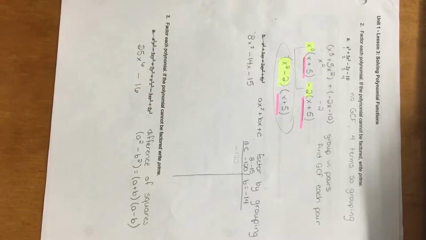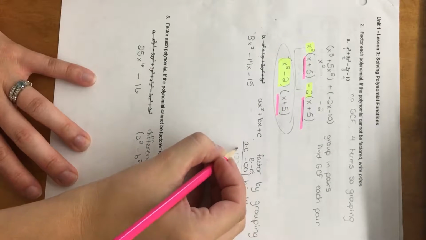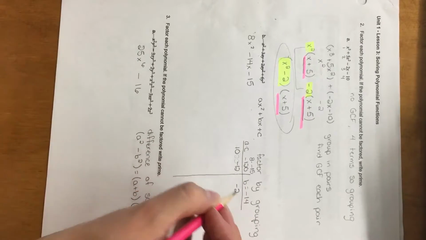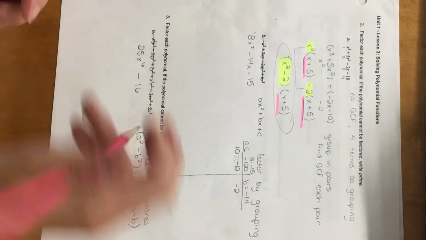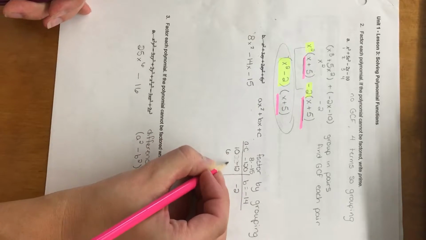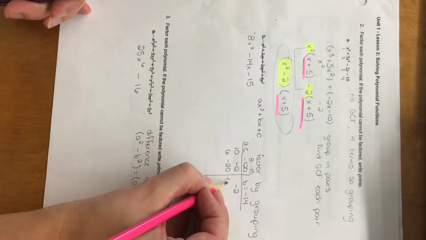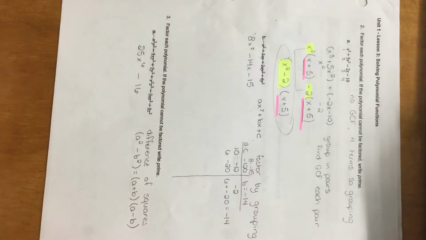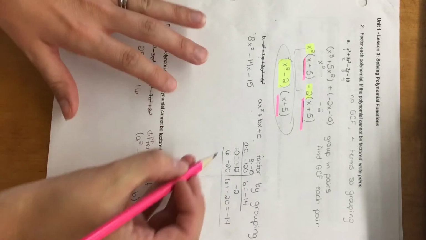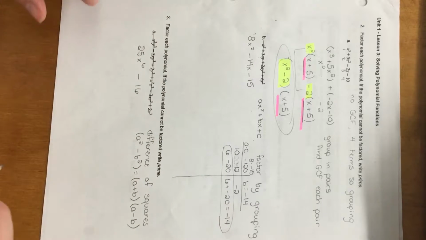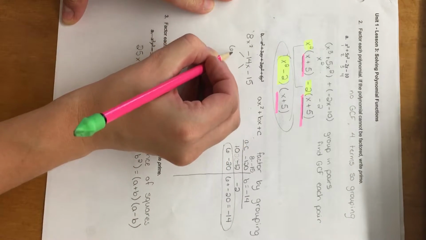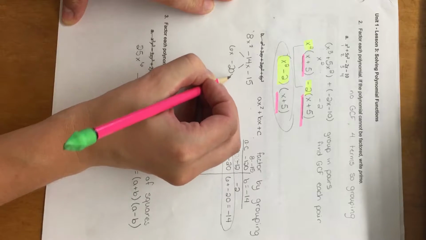If it's negative, we're looking for one to be positive and one to be negative. So I have 10 and 12, that's going to give me negative 2. I just tried 6 and negative 20. 6 plus negative 20 equals negative 14. So I now have two factors that will work, which is 6 and negative 20.